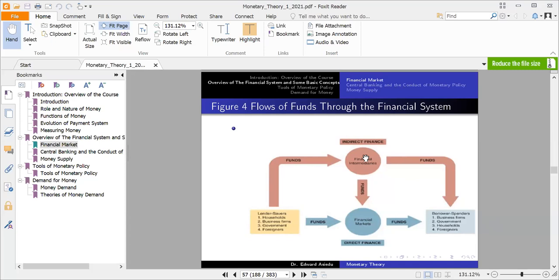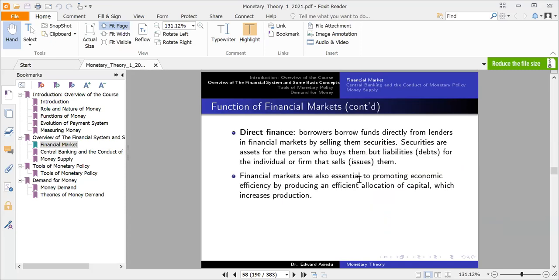So we say that financial markets are essential to promoting economic efficiency, and therefore they have to allocate these funds efficiently. Efficient allocation of capital is critical in the financial market and the system overall. Think of it in practice. I come to a bank, I need money for a wedding. Another person comes to the bank, needs money to start a business that will export to Europe. Who should be given the money?